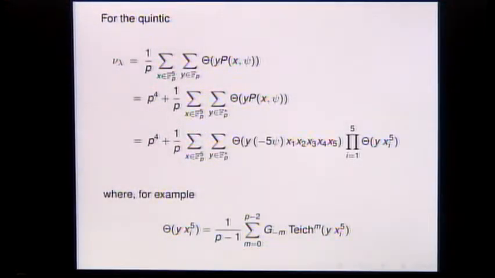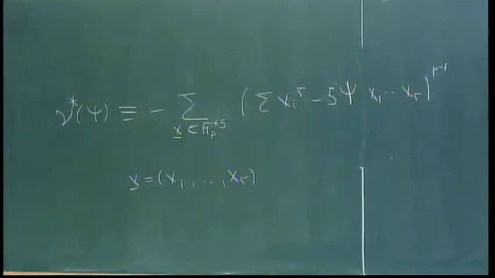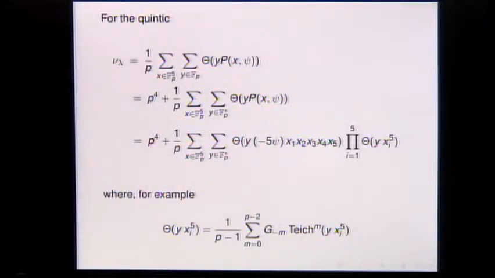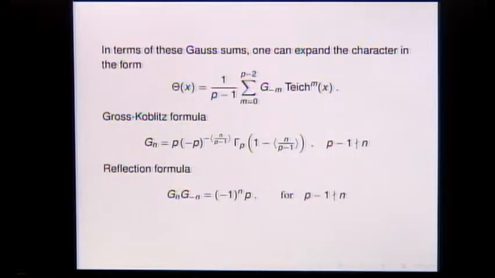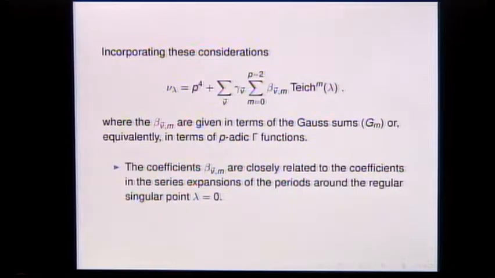So this character now splits into the product of six characters, one for each term in the polynomial, with a y there. This polynomial contains a monomial with the product of all the x's, and then we have all the other terms that contain x_i to the fifth. And now, using the formula that we had before, you can use that in each of these terms. So for example, you take y x_i to the fifth for any of the i's here, and that would look like this. So you plug it in, and then following steps rather similar to the ones we did for the mod p case, this is what you get.